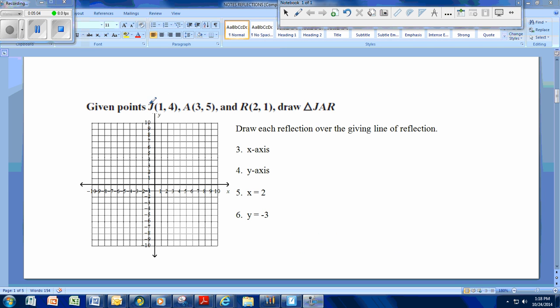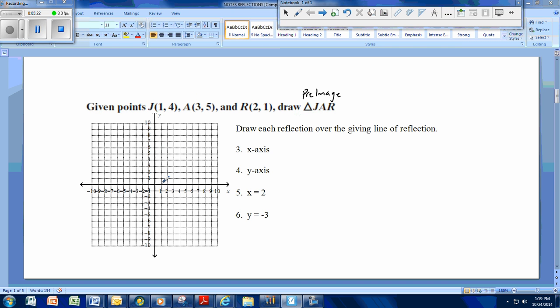Okay, the last example we're going to do is some coordinate geometry. We're given some points here. We're given J, A, and R. First thing I want to do is draw the pre-image triangle JAR. So I'm going to plot these 3 points and make our triangle.